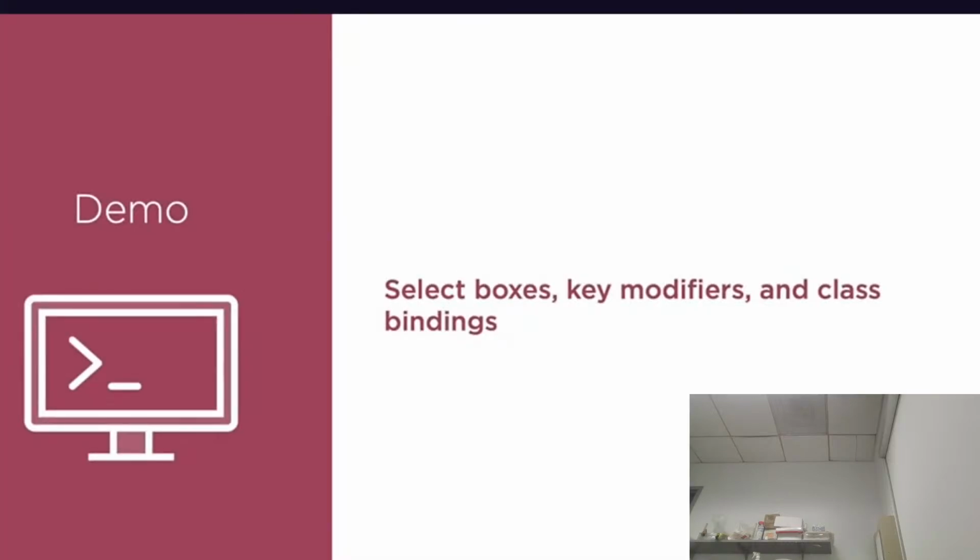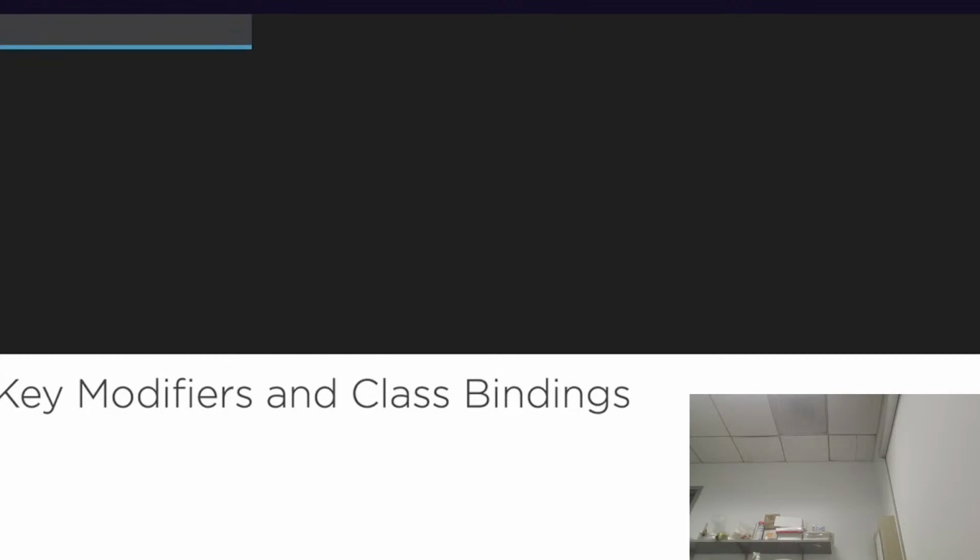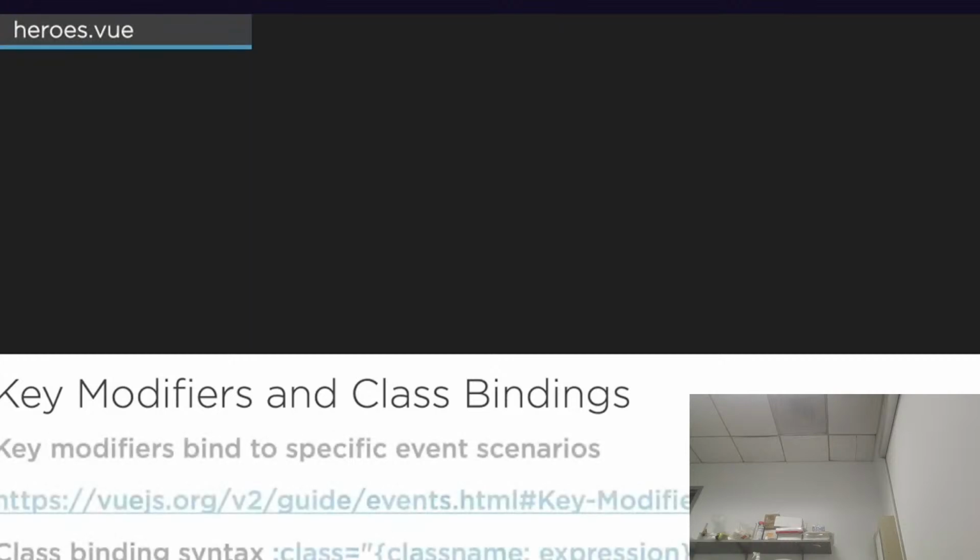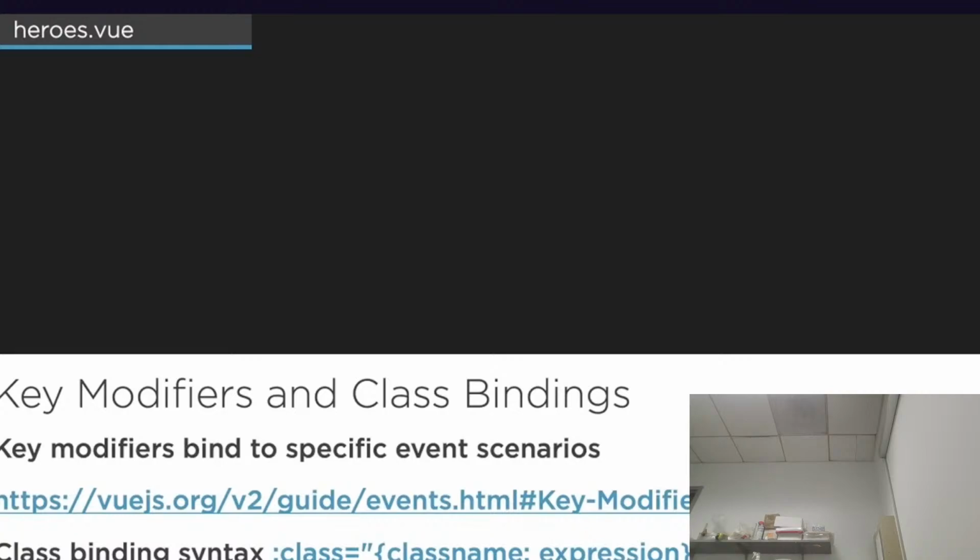To complete the data binding on our heroes component, next we have to learn how we can bind to select boxes, but we're also going to learn how we can use key modifiers, a way that we can press a certain key and trap that event, and then also bind a specific CSS class to an element. So how does this work? Well, let's take a look at our heroes view component. And we're going to use key modifiers to bind to specific event scenarios, like when somebody presses the escape key or the enter key, and then also a class binding syntax.